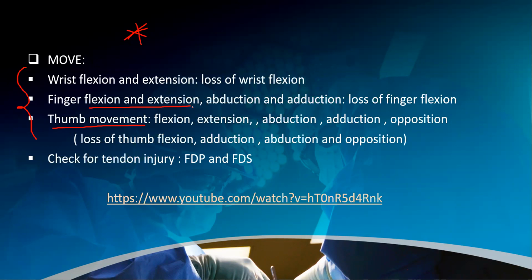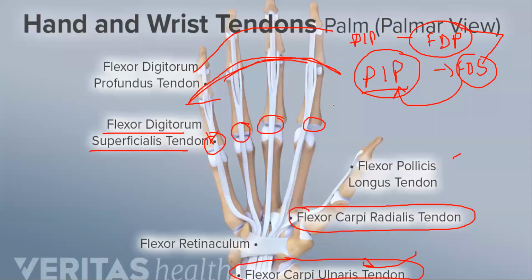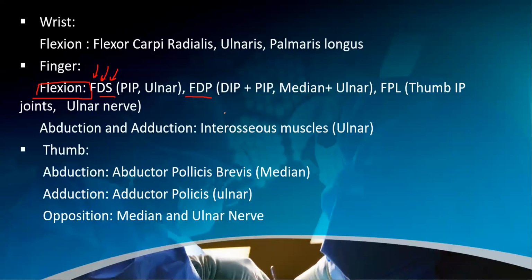So your finger extension will be fine because extension is done by the radial nerve, so it will be intact. Finger flexion will be impaired because both FDS and FDP can be damaged. Then abduction and adduction of the fingers is given by the interosseous muscles. This interosseous muscle is supplied by the ulnar nerve.